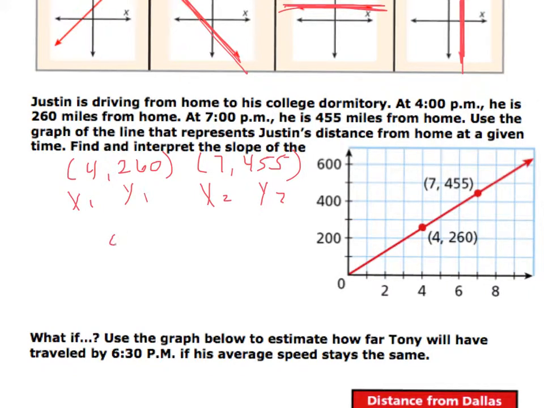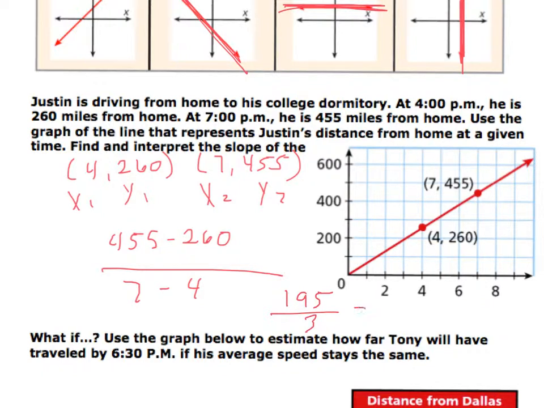And we want to plug it into y2 minus y1 over x2 minus x1. So we have 455 minus 260 over 7 minus 4. Okay, and if you go ahead and reduce that, 455 minus 260 would give you 195. And 7 minus 4 is obviously 3. And then if you continue to reduce that, 195 divided by 3 would give you a slope of 65. Okay, so that would be your slope from those two points.